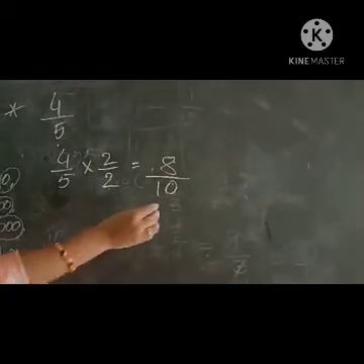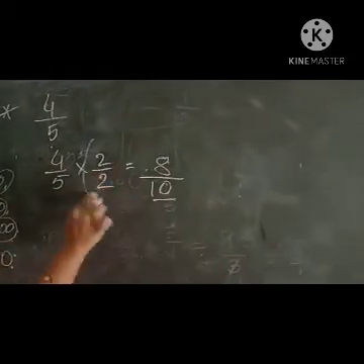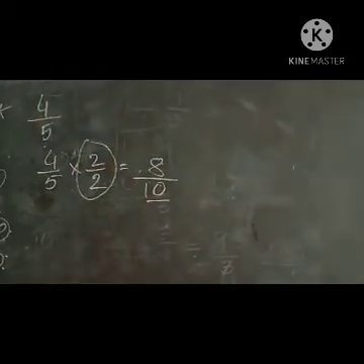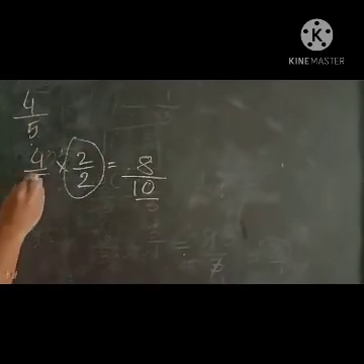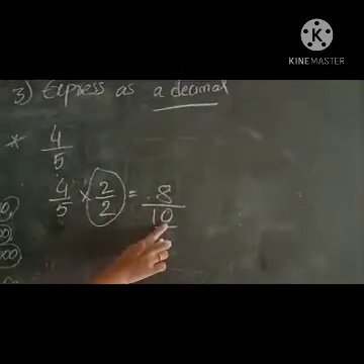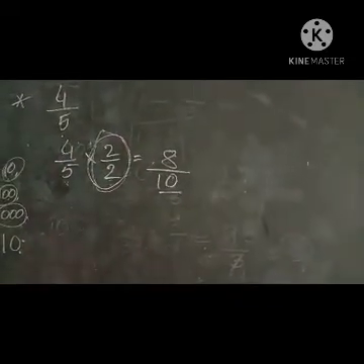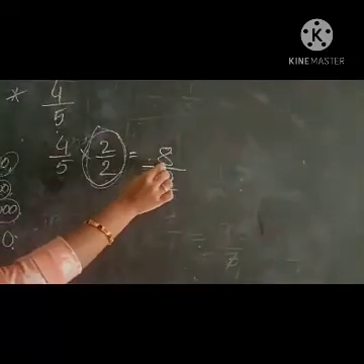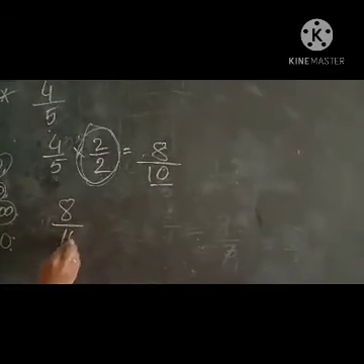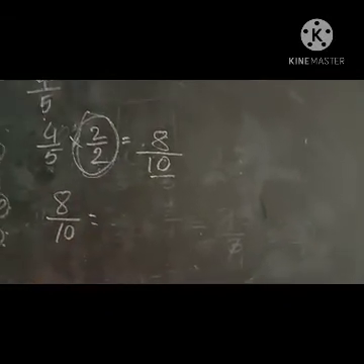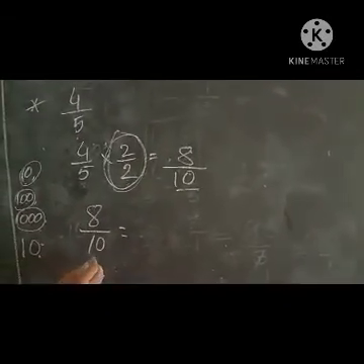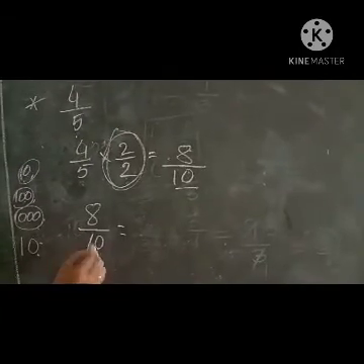To bring the denominator to 10, we multiply by this 2 by 2. Okay? 4 by 5 is there, the same 4 by 5. In place of this 5 we need 10, so for this 10 we multiply by 2 by 2 here. Now what is the number here? 8 by 10. To express it as a decimal, we have to convert this number into a decimal number.